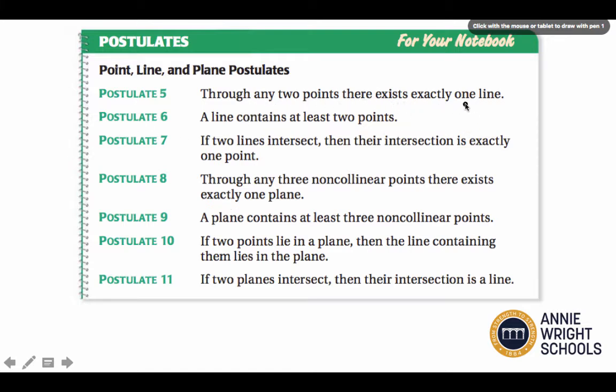I don't think you need me to read these to you, but they should make sense. Through any 2 points, there exists one line. Pretty obvious, right? A line contains at least 2 points. At least 2, right? Could have more, but we know it has at least 2. If 2 lines intersect, their intersection is exactly a point. You get it, right? If 2 planes intersect, their intersection is a line. These are postulates. We do not prove them to be true. These underscore the behavior of Euclidean geometry. Write them down in your math dictionary.